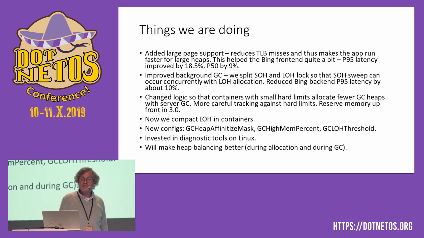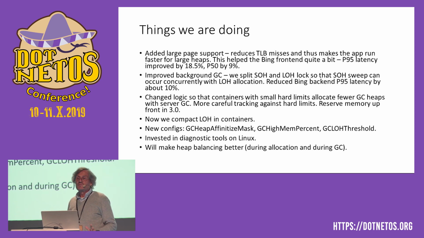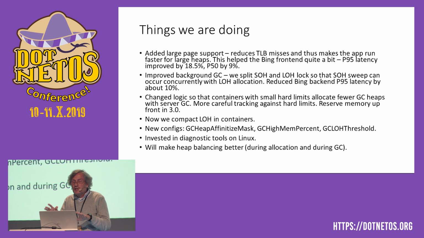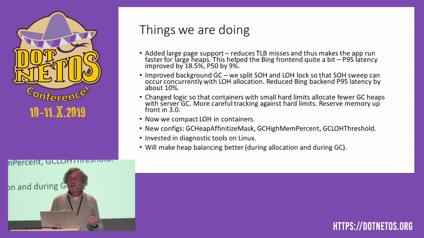Another set of changes is associated with containers. In 2.2, we didn't do a very good job allocating heaps to containers, and there were situations where we would basically run out of memory right at the start if you set your hard limit low enough and the number of CPUs was large enough. And now we do a much better job reserving memory upfront and dividing it the right way between GC heaps, and also we limit the number of GC heaps if the hard limit is reasonably small.